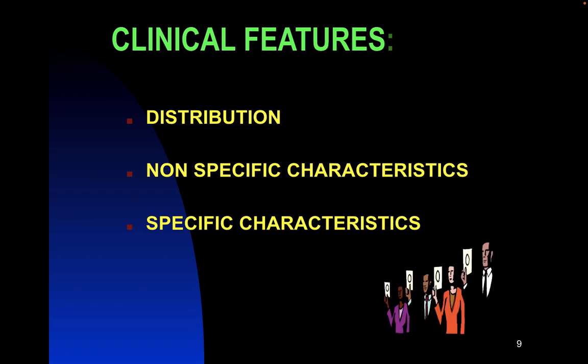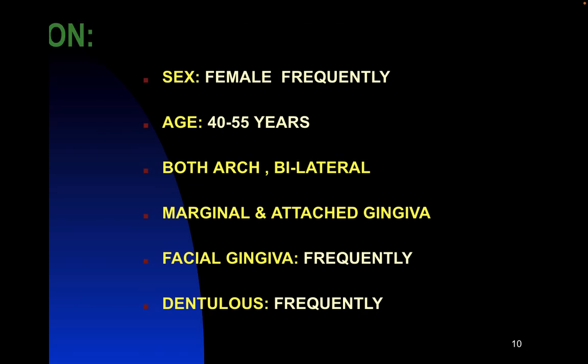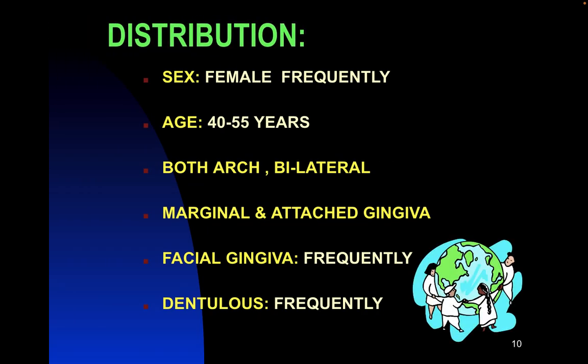Now we will start with the clinical features. It includes distributions, non-specific characteristics, and specific characteristics. Distribution includes female frequently, age varying from 40 to 55 years. Both the arches are included, bilateral, marginal and attached gingiva is included, facial gingiva frequently, and dentulous frequently.